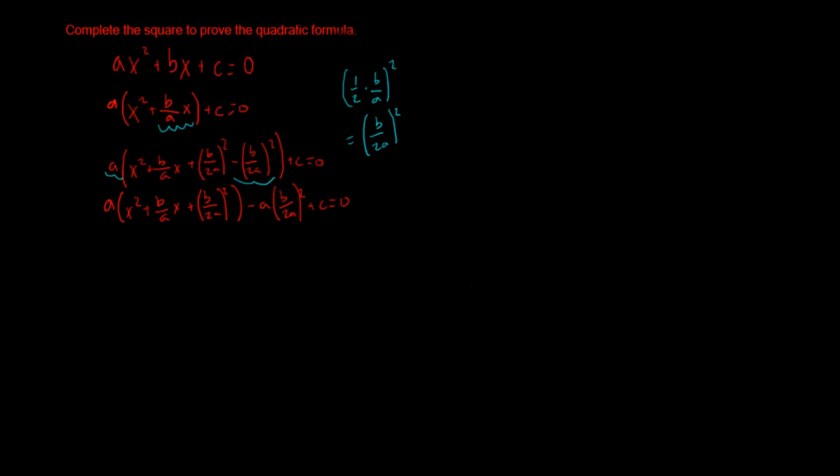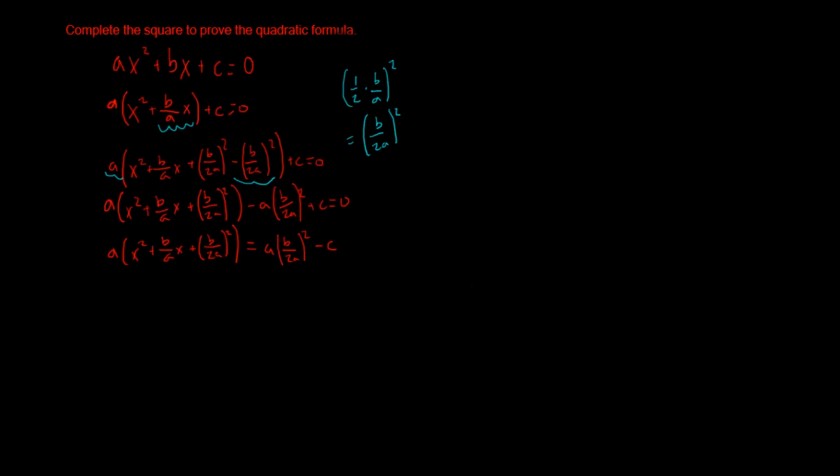Just to clean it up a little, we're going to move the portion that we just moved outside the brackets to the other side. So we'll do ax squared plus b over a x plus b over 2a squared, close brackets, is equal to, since this is negative, we're going to add it to both sides, a times b over 2a squared, and then plus c, so minus c from both sides. So it's going to be minus c.